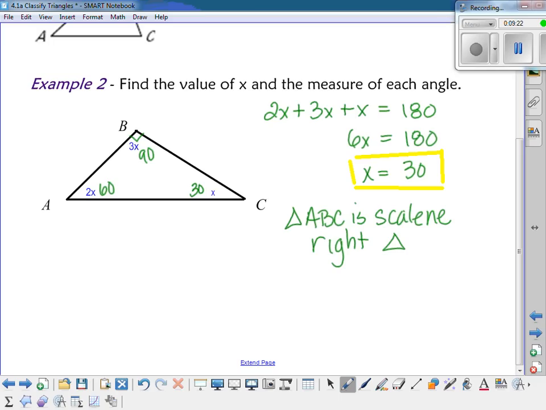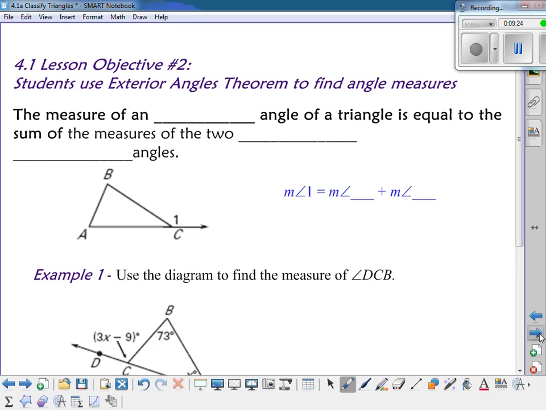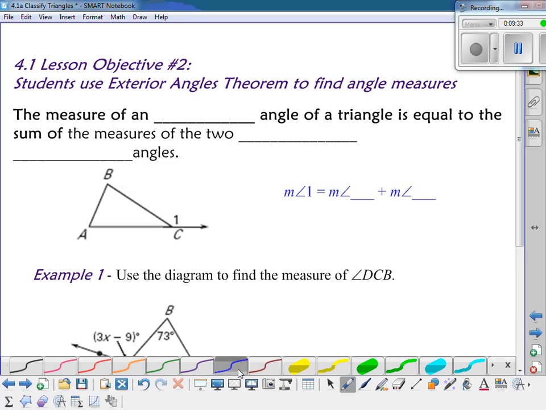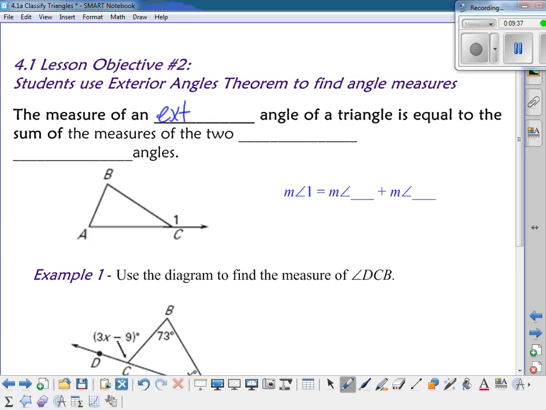All right, so the next thing we're going to talk about are exterior angles. Students will use the exterior angle theorem to find angle measures. So with exterior angles, the measure of an exterior angle of a triangle is equal to the sum of the measures of the two remote interior angles.